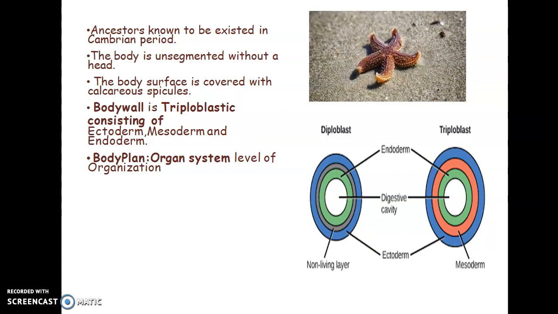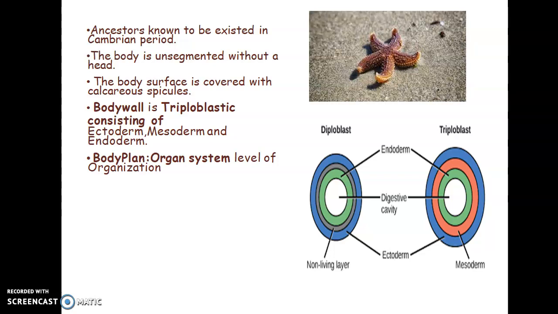If you trace back to the ancestry, their ancestors are known to have existed in the Cambrian period. Cambrian period means about 55.6 million years ago, their ancestors evolved. Their body is unsegmented, without a particular head. For example, you can see in this starfish, they do not have a head-like structure, right? Their body surface is fully covered with calcareous spicules, so their body has a rough, spiny appearance.